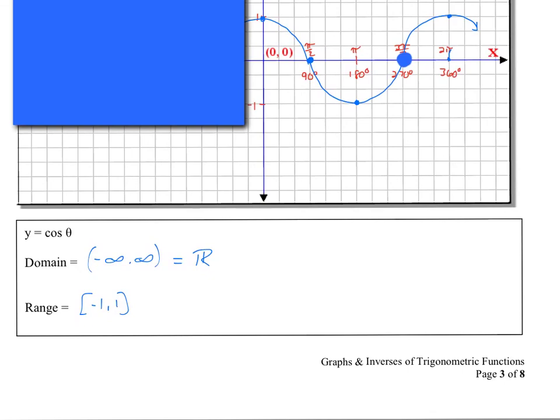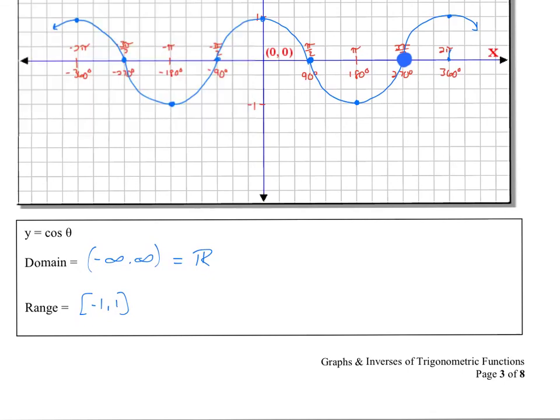As far as the domain and range, the domain is also all real numbers, just like it was for sine. The domain is what you can put in for the angle. If you look at our graph, from left to right, that's the domain. The graph is continuous from left to right. We can put in anything we want. That's why it's negative infinity to infinity, all real numbers.